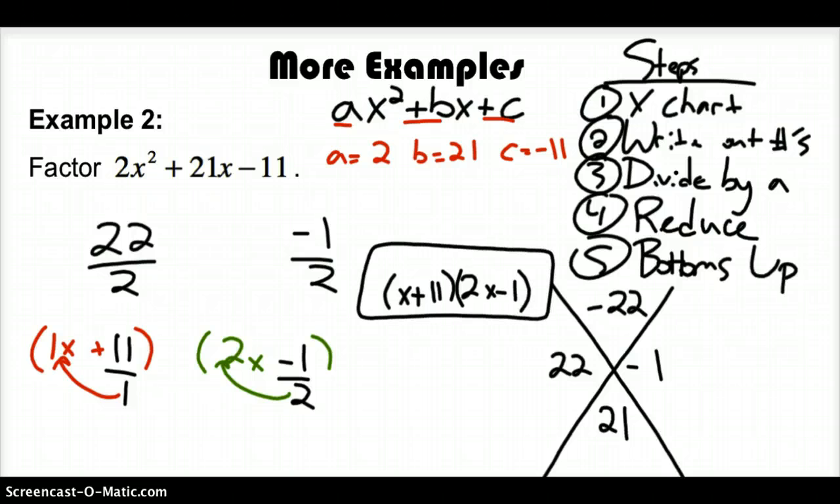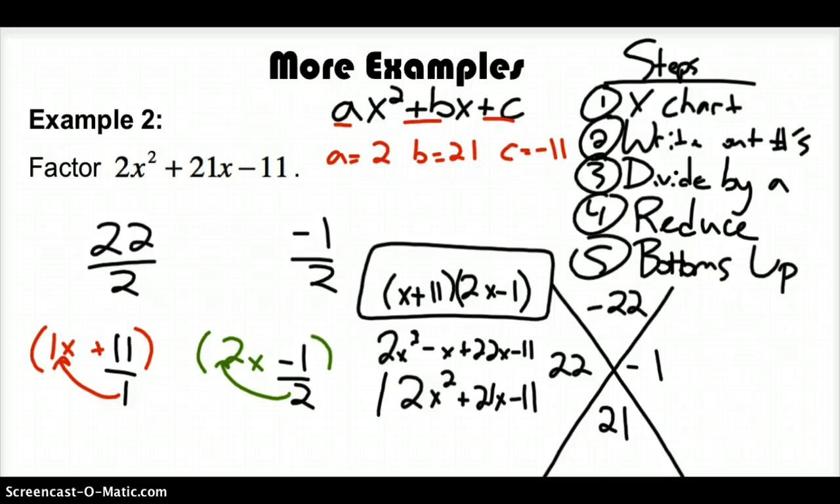I can always check with FOIL here. FOIL will give me 2x squared minus x plus 22x minus 11. Combining like terms, I'll get 2x squared plus 21x minus 11. Okay, and so this is what we will get. Again, sorry, I shouldn't have put a box around that. I guess my plus 21x minus 11. This is just my check. Okay, I know that I'm right now.